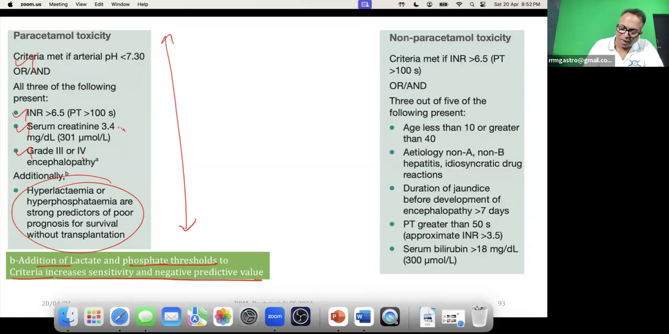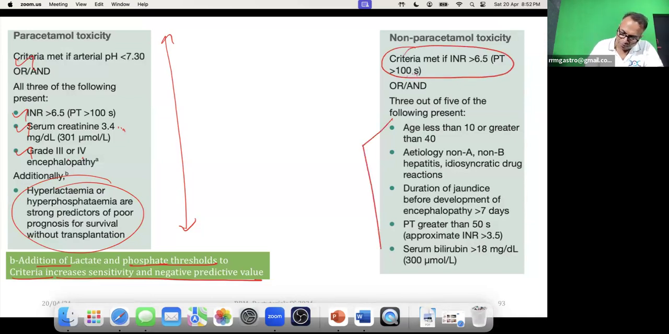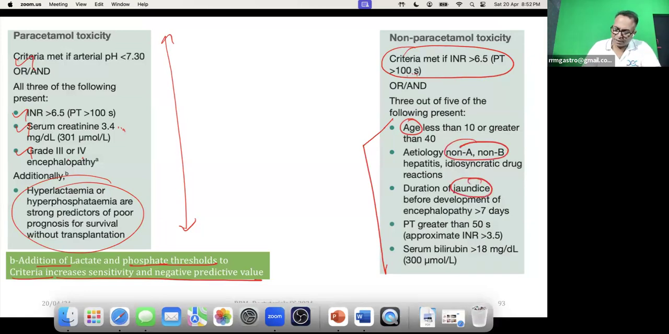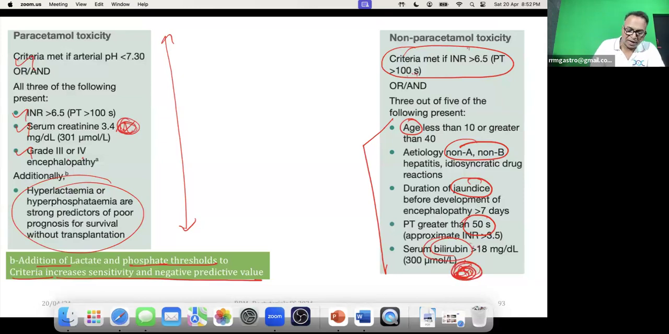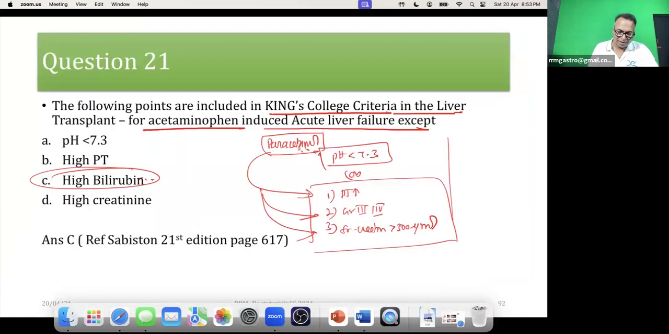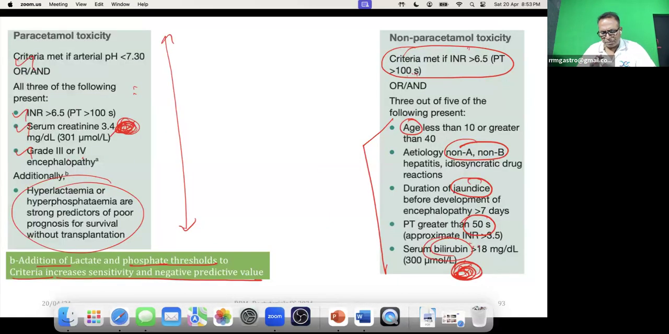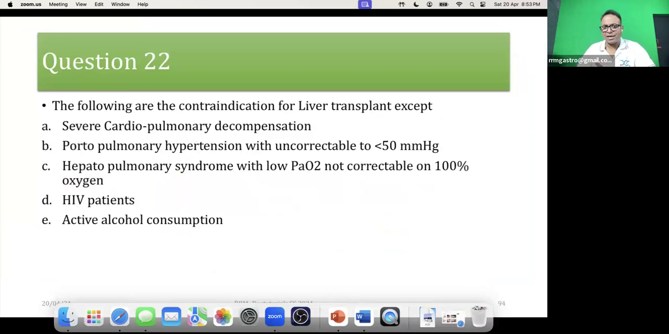And in non-paracetamol criteria, prothrombin time more than 100 seconds, or any 3 of these: age, non-A non-B, jaundice for 7 days, prothrombin time increased 50 seconds. Here it is bilirubin. Here it is creatinine. In non-paracetamol, what is not included? Creatinine is not included. In paracetamol, what is not included? Bilirubin is not included. So the answer here is bilirubin. This is a repeat question. Same question has been asked many times.